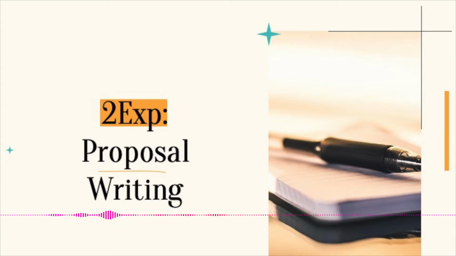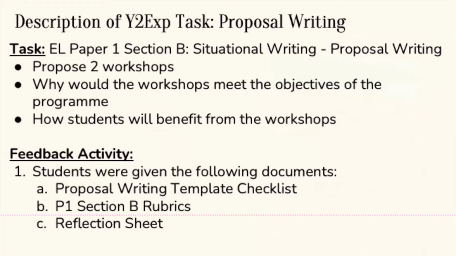First, when we're looking at the proposal writing: why would the workshops meet the objectives of the program, and how will students benefit from the workshop? So those are the three bullet points. I will also be giving them a proposal writing template checklist, the rubrics for Section B, and a reflection sheet.